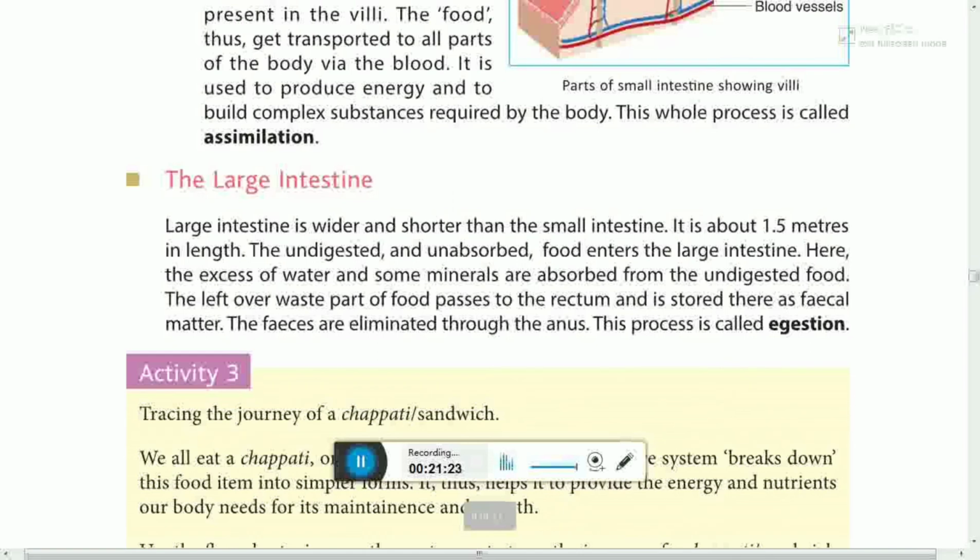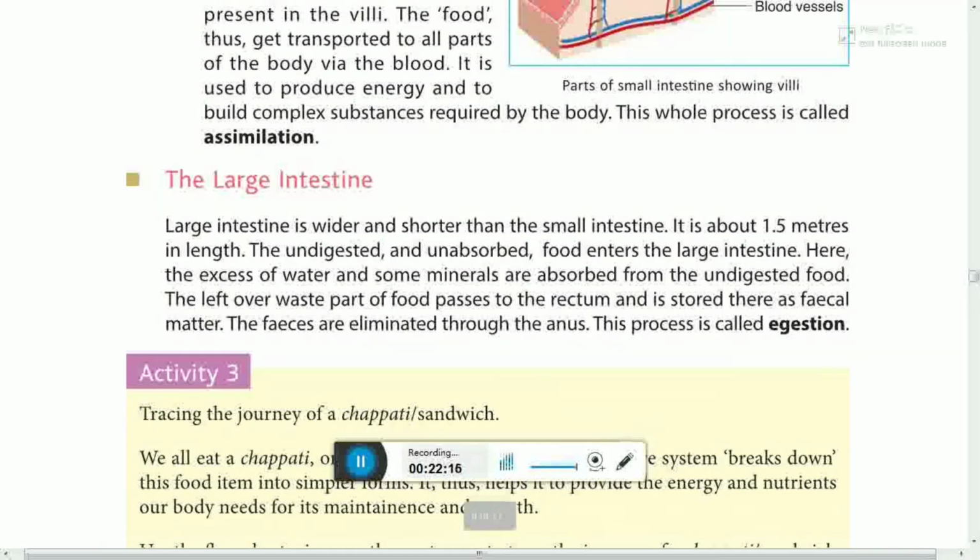Next, the large intestine. The large intestine is wider and shorter than the small intestine. It is about 1.5 meters in length. The undigested and unabsorbed food enters the large intestine. Here the excess of water and some minerals are absorbed from the undigested food. The leftover waste part of food passes to the rectum and is stored there as fecal matter.